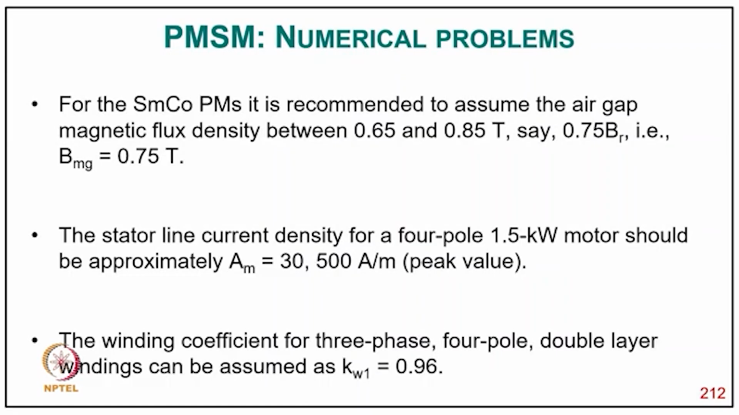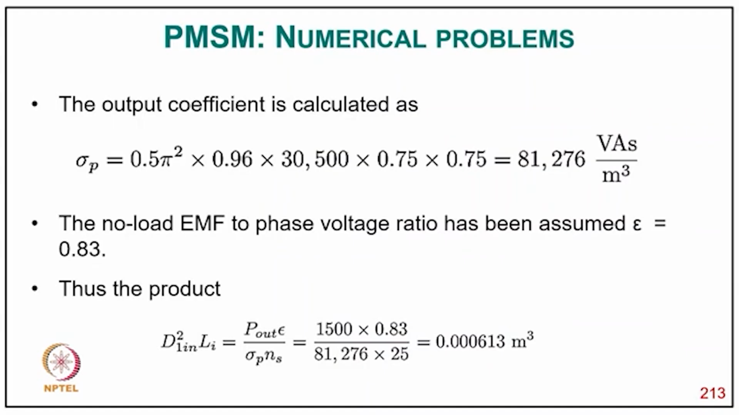The linear current density for the 4-pole 1.5 kW motor should be approximately A equal to 30,500 ampere per meter peak value, and the winding coefficient for 3-phase 4-pole double layer winding can be used KW1 equal to 0.96. The output coefficient can be calculated rho P equal to 0.5 pi square into 0.96 into 30,500 into 0.75 into 0.700, that's 81,276 VA per meter cube.